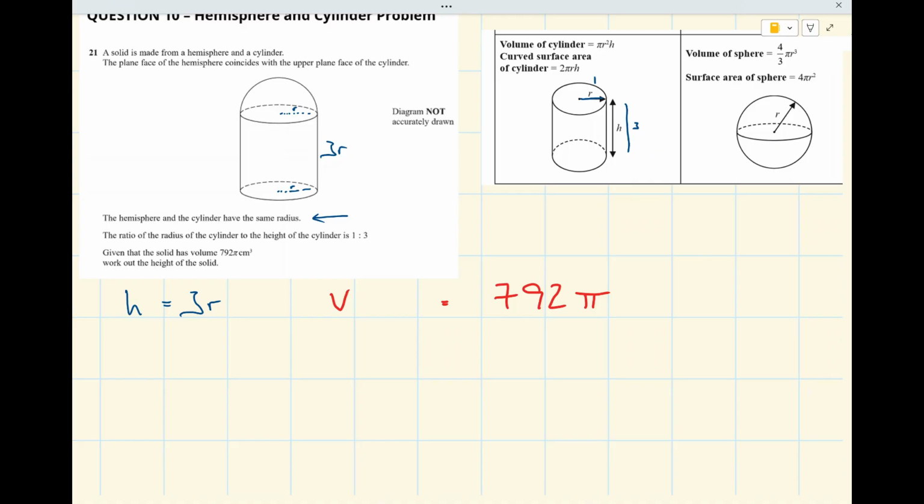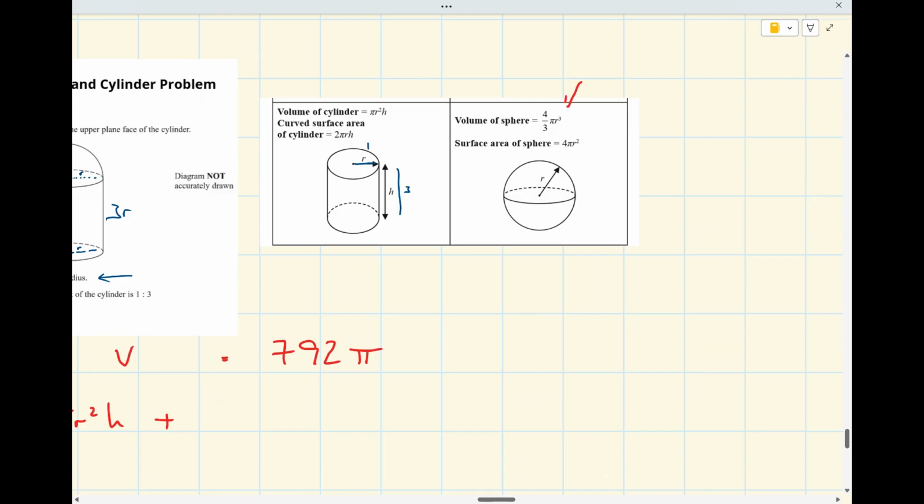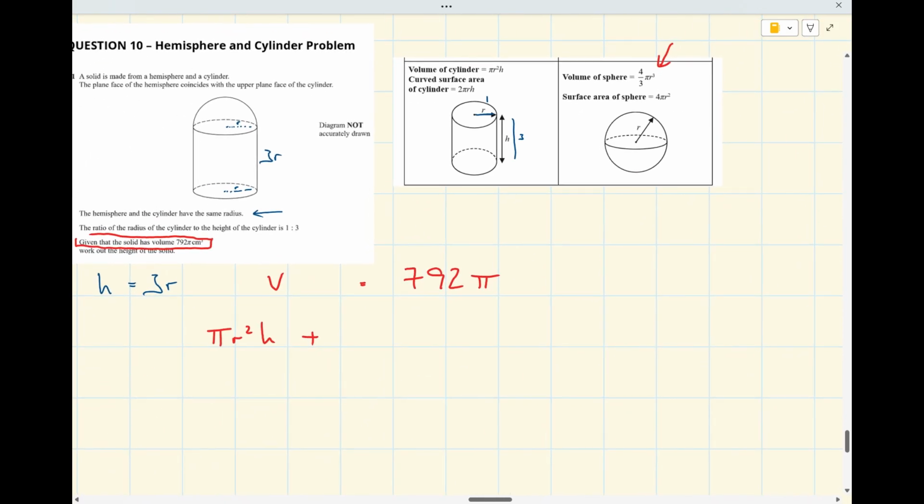So this is urging us to come up with an expression for the volume of the solid and set it equal to 792 pi. To translate this sentence into maths, the solid has a volume of 792 pi. Let's do that. So the volume of the solid, well, it's a cylinder, isn't it, with a hemisphere on top. Volume of the cylinder, pi r squared h, plus volume of the hemisphere. Now be careful, this is the volume of a sphere, and we've just got half of that, haven't we? So it's not going to be 4/3 pi r cubed, it's going to be 2/3 pi r cubed, and that is going to equal 792 pi.